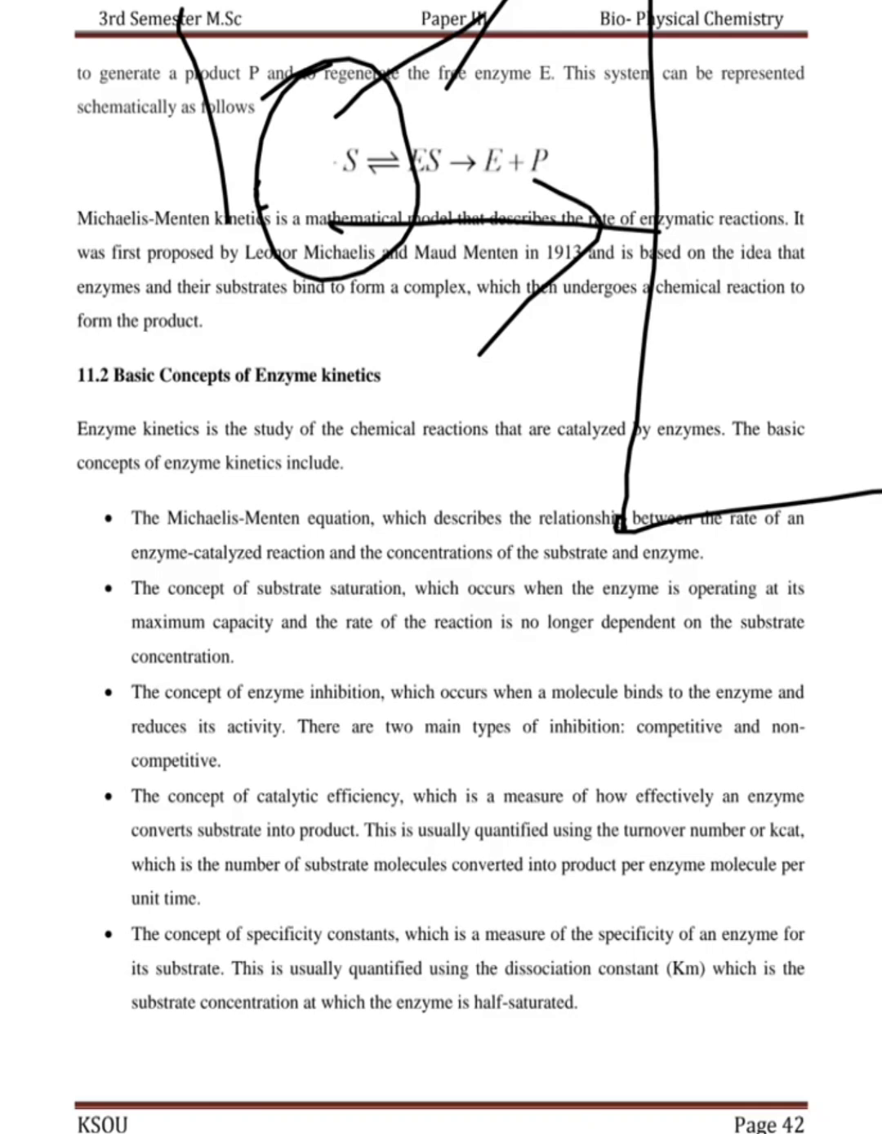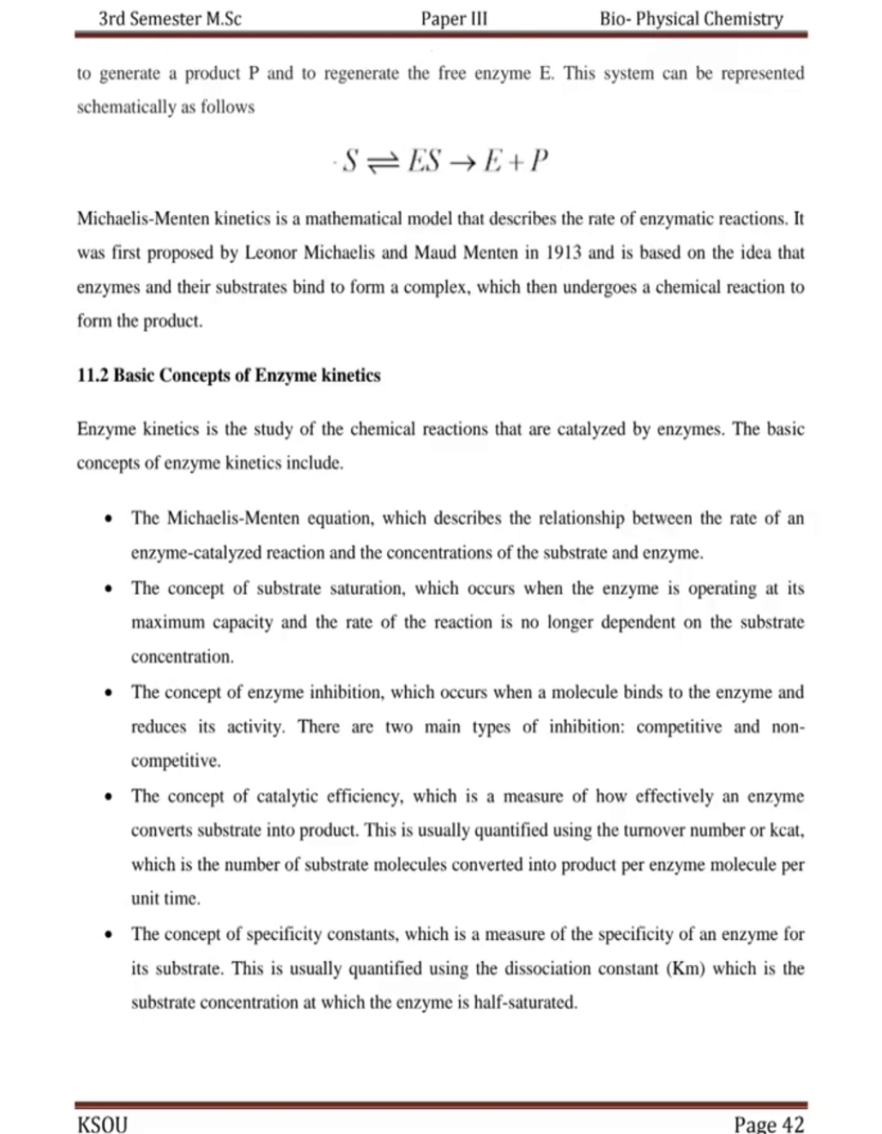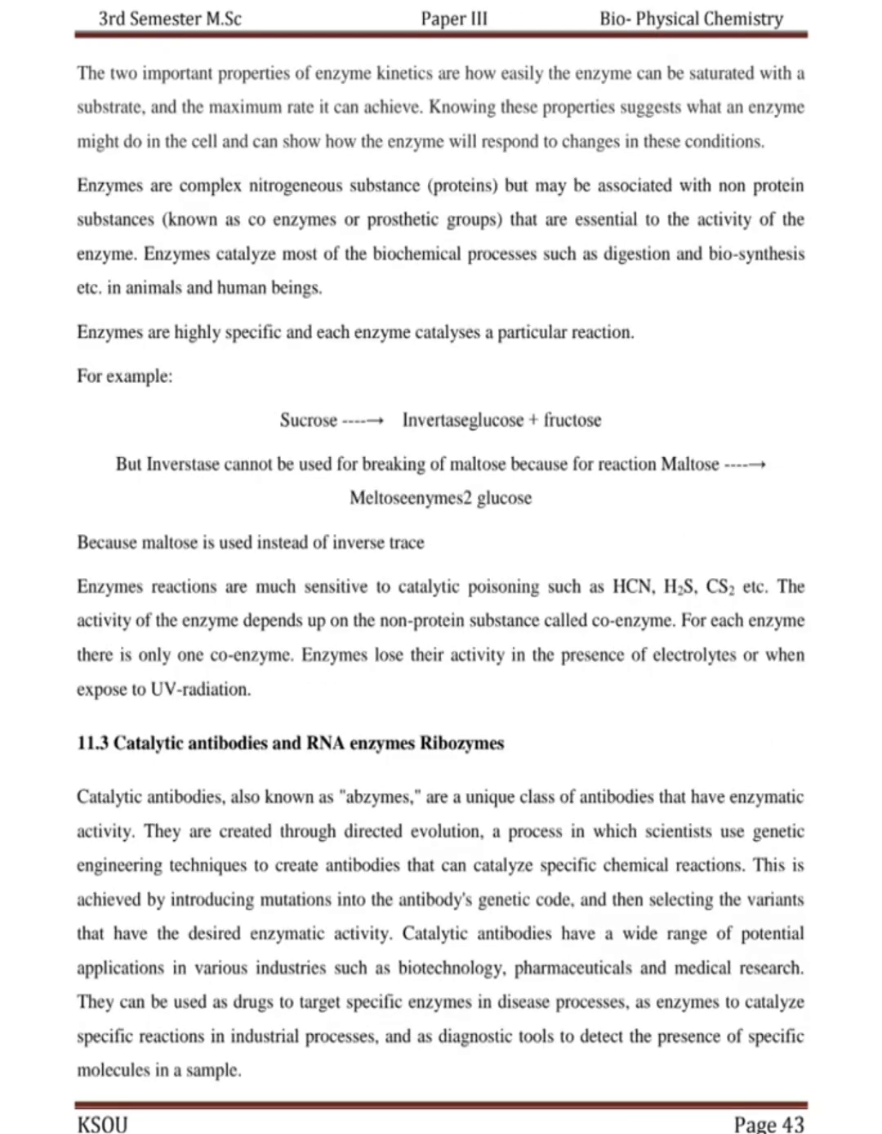And the concept of enzyme inhibitors, which occurs when a molecule binds to the enzyme and reduces its activity. So the molecules which bind with the enzymes, the molecules which bind with the proteins, reduce its activity. This is usually quantified using the dissociation constant, which is the substrate concentration at which the enzyme is half saturated. So this concept will be explained in detail in the next topic.